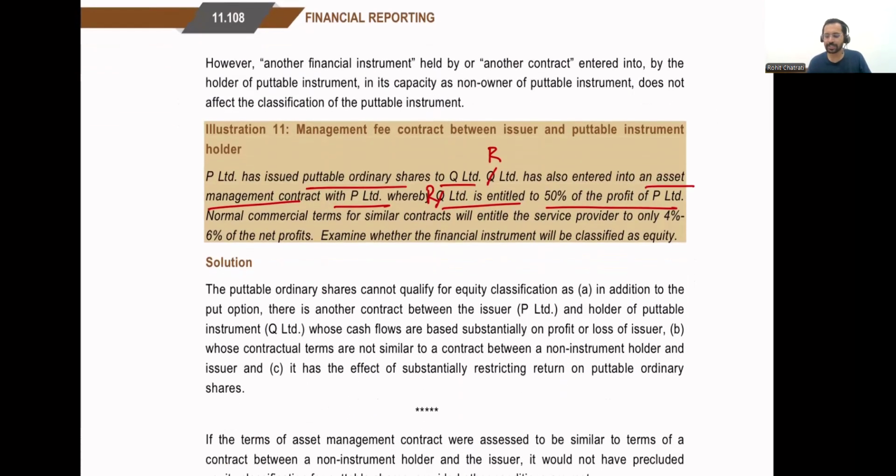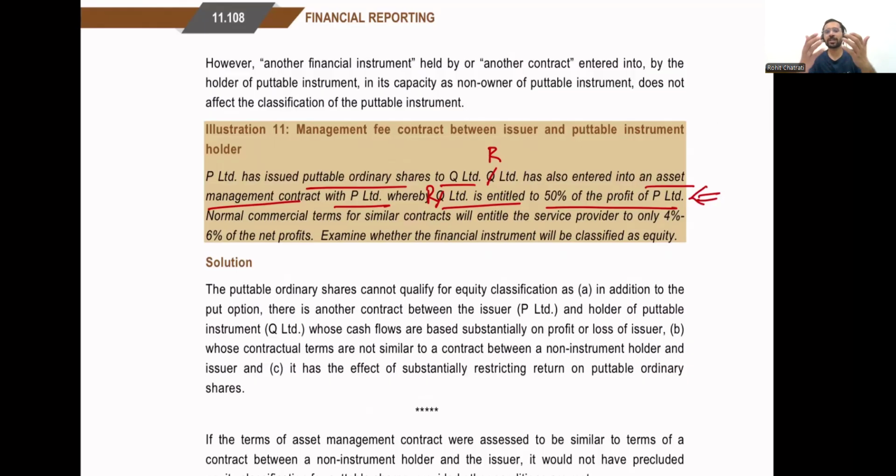All right, so the first sentence is P Limited has issued puttable ordinary shares to Q Limited. So there are two entities. P Limited has issued these ordinary shares to Q, and there is another entity called R Limited which has entered into an asset management contract with P Limited, wherein R Limited will be entitled to 50% of the profit of P Limited. So R Limited is basically providing some asset management services, which means it's managing the portfolio of P Limited. For the services that it is providing, R Limited is taking a cut in the profits that the portfolio generates.